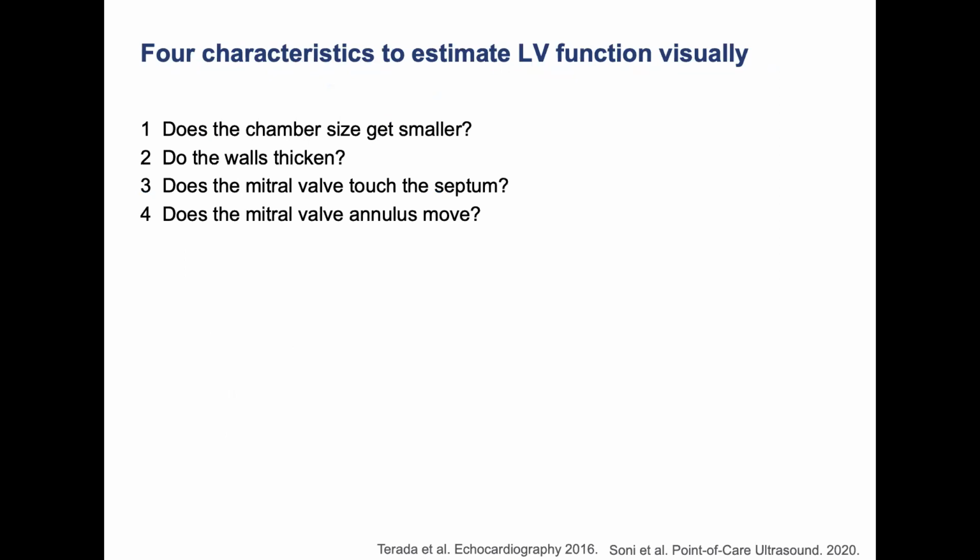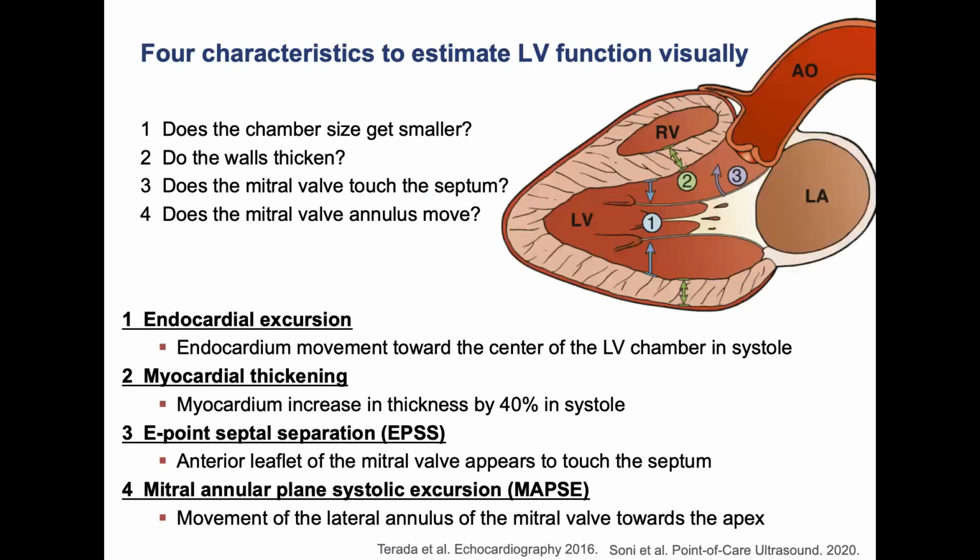So does the chamber size get smaller? Do the walls thicken? Does the mitral valve touch the septum? And does the mitral valve annulus move? So that first one, does the chamber get smaller? That's endocardial excursion. So if you look at this picture, that's going to be 1. So does that endocardium move in towards the center of my chamber? This can be done on a long axis. I will say that my parasternal short axis is my very favorite. I just put my finger or my cursor there in the center, and I just see, are all those walls moving in?